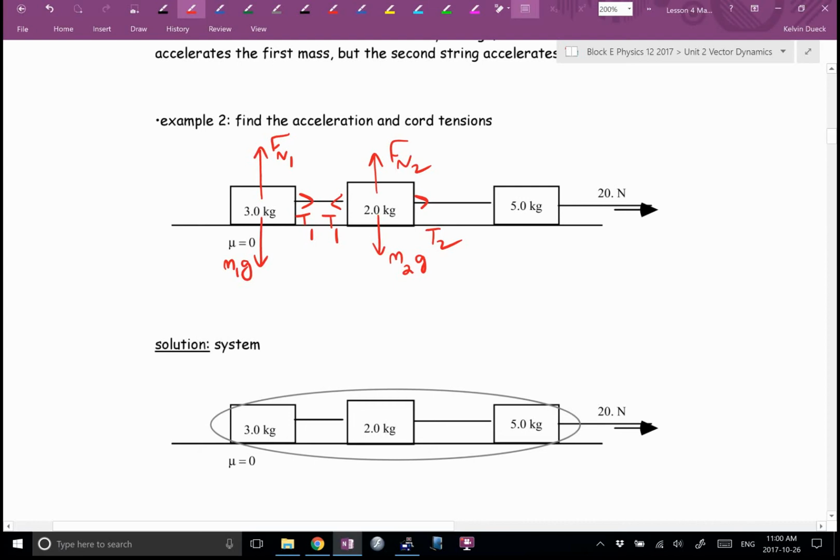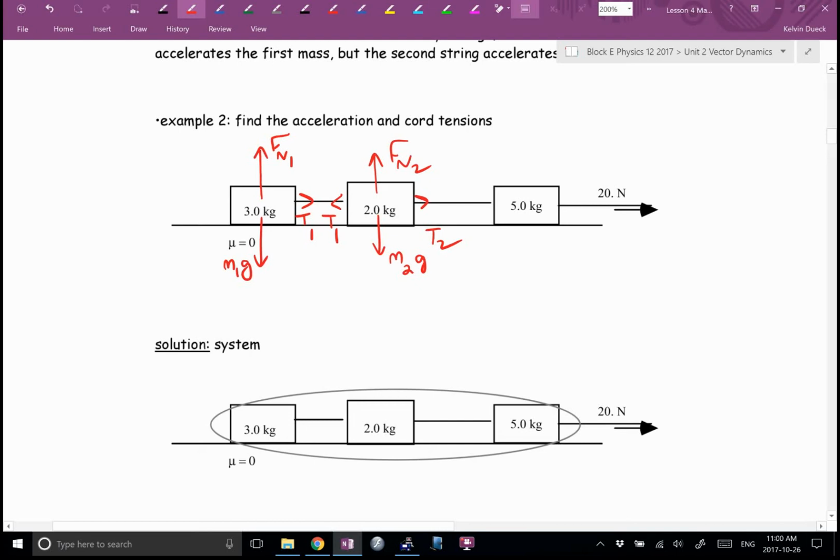Now, if you look at this, here's also what we're saying. Tension 1 is only accelerating the 3 kilogram mass. Tension 2 is accelerating the 2 and the 3. I think later on when I solve for the tensions, I better find that tension 2 is bigger than tension 1. If not, I've messed up.